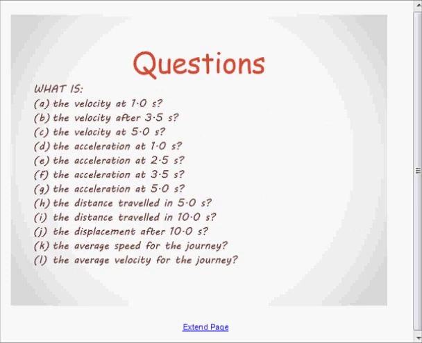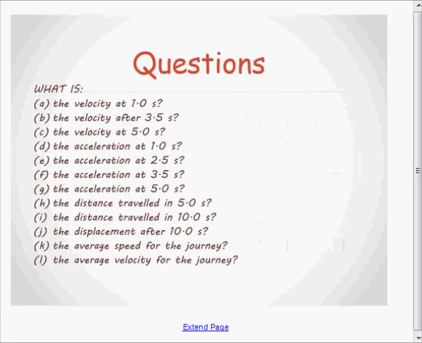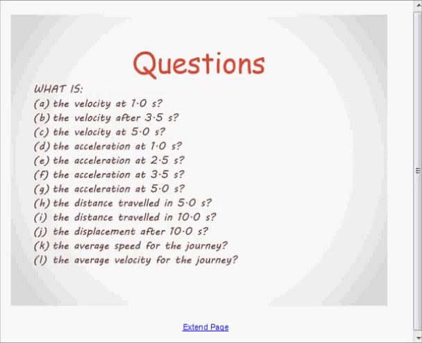What's the acceleration at 1, 2.5, 3.5, and 5? So at 1, you find that gradient. It's going to be 10 divided by 2, so it's 5. At 2.5 there, greater acceleration. This time it's going to be a change of 10 in 1, so it's 10. So from 5 to 10 there, flat, 0, and then at 5, it's the gradient down that way. So you could say that we've done 20 in 1 there, so it's negative 20 meters per second squared.